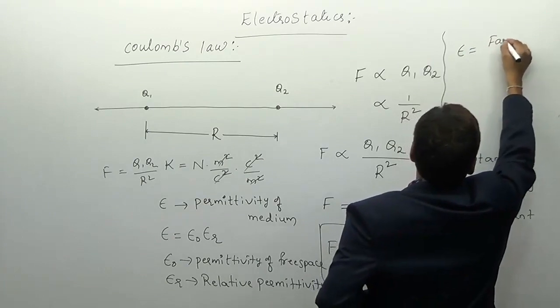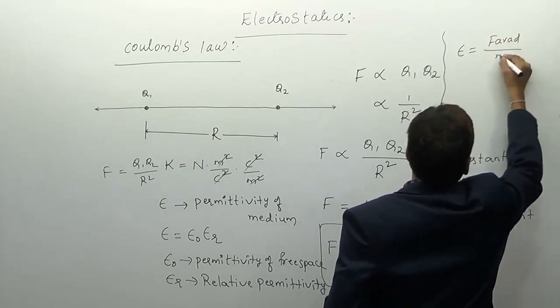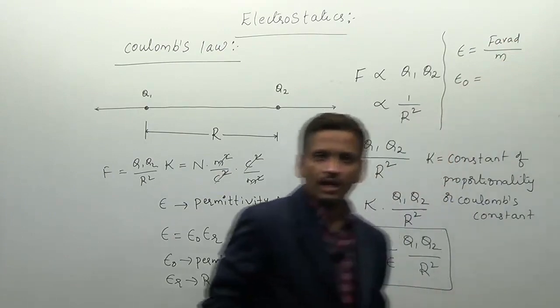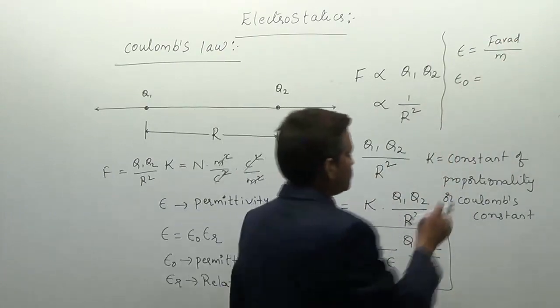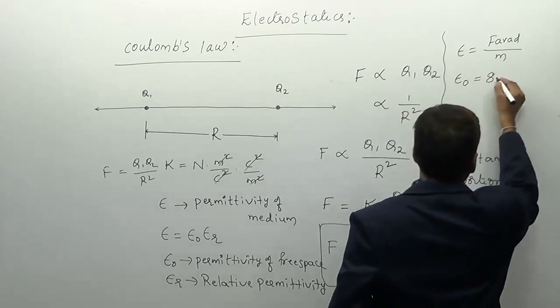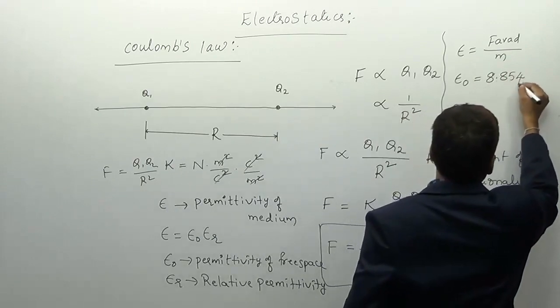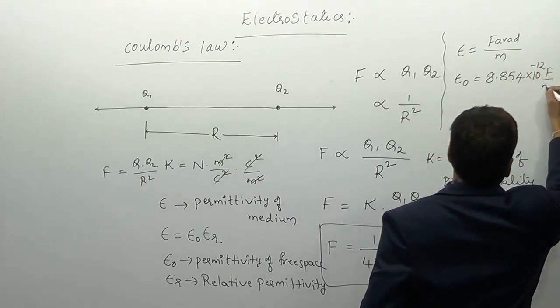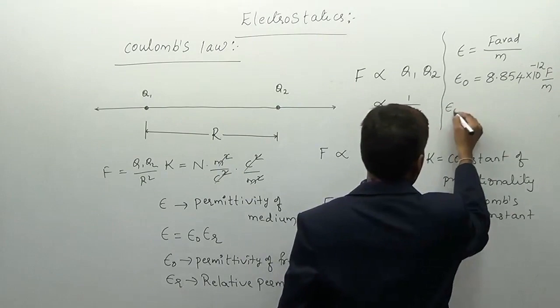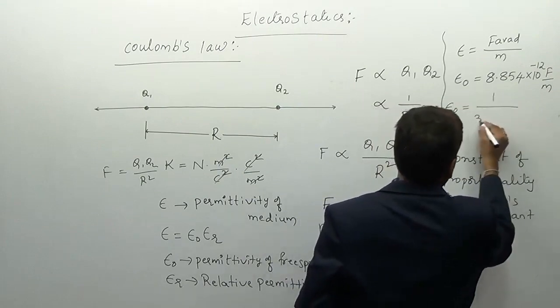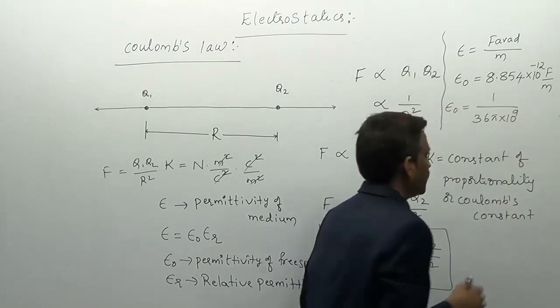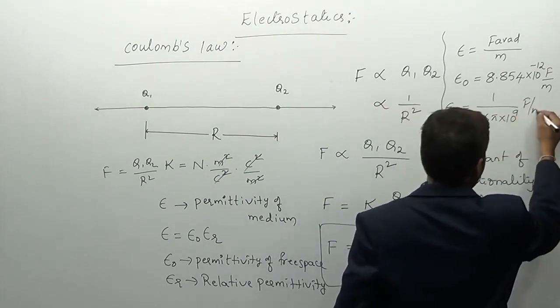Epsilon will have the units of farad per meter, and epsilon naught has a value, which is also expressed in farad per meter. It is equal to 8.854 into 10 power minus 12 farad per meter, or this is also expressed as 1 by 36 pi into 10 to the power of 9 farad per meter.